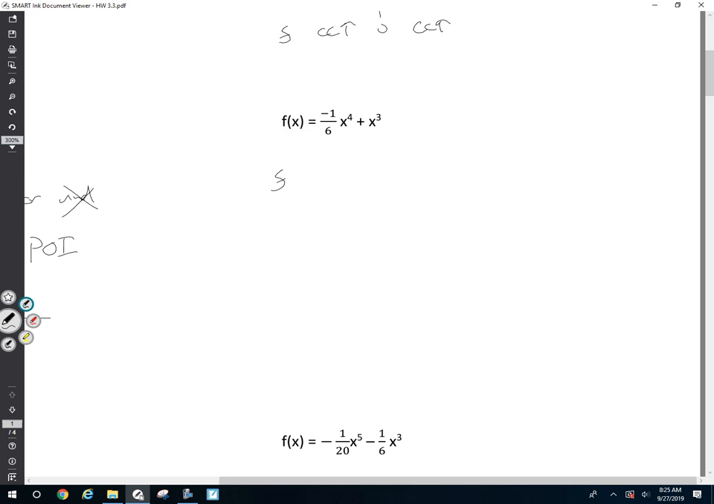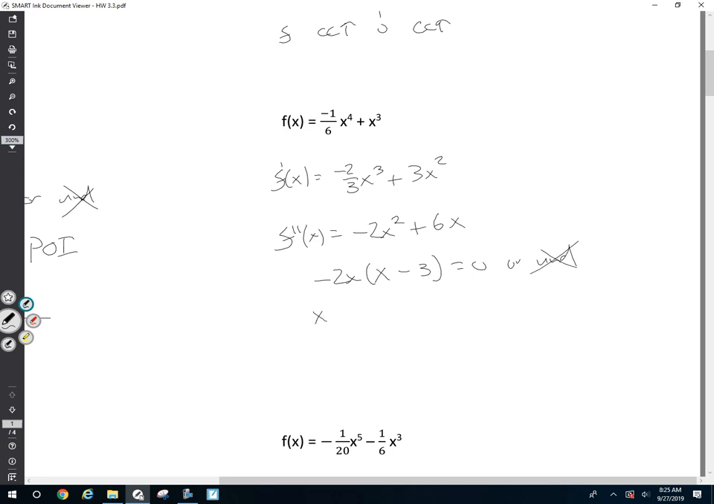That's negative 1/6. Take the first derivative, I get negative 2/3 x cubed plus 3x squared. Second derivative will be negative 2x squared plus 6x. Cool. Factor out a negative 2x. I'll get x minus 3. Don't worry about the undefined part.